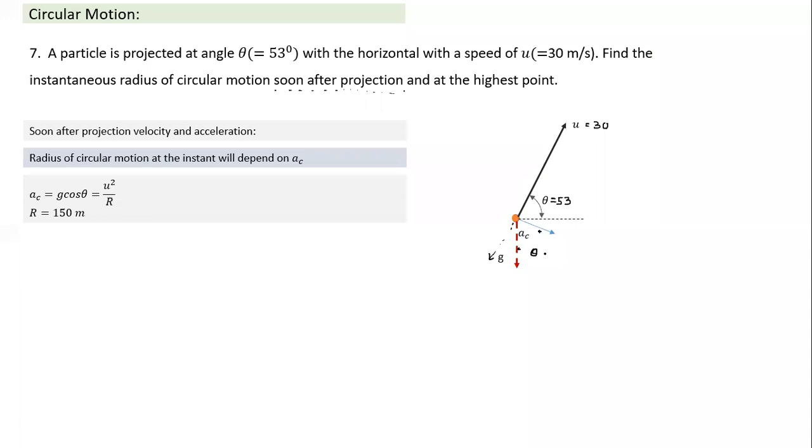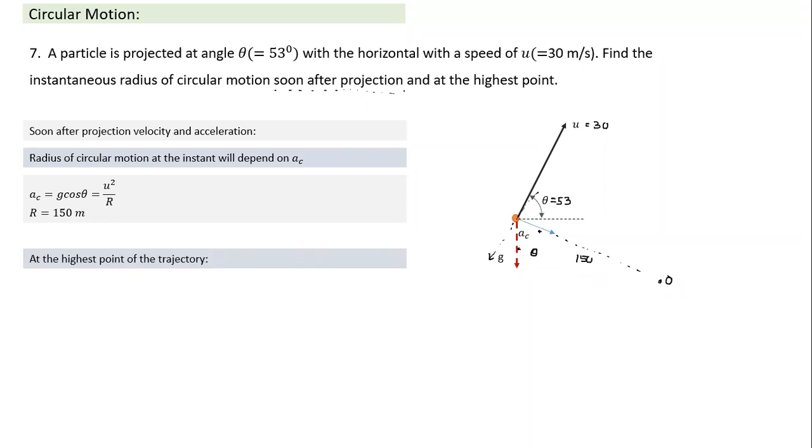So what does it mean? At this particular instant, if I draw the perpendicular to the velocity direction, and from here I mark a point at a distance of 150 meters, this point will become the center of instantaneous circular motion. If I draw an arc of a circle, at this instant the path will be along this arc. So we just need to find the AC value. Once we find AC, we equate the centripetal acceleration to the square of the velocity by r. We get the radius of circular motion, which comes to 150 meters if you substitute all the values.